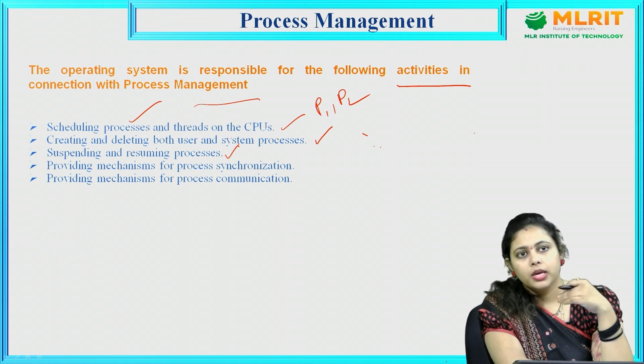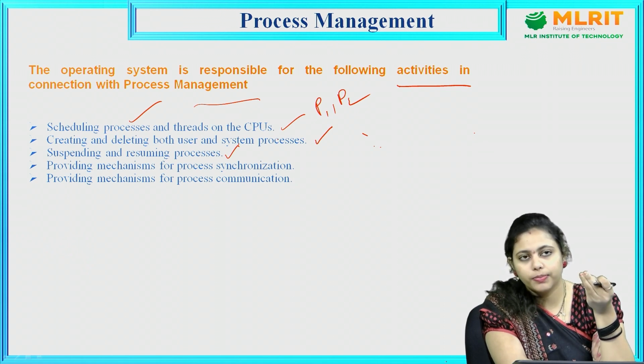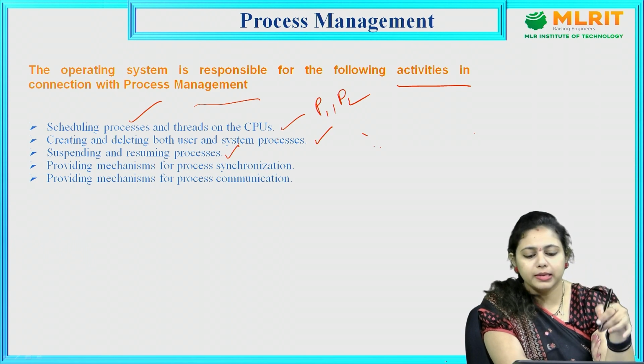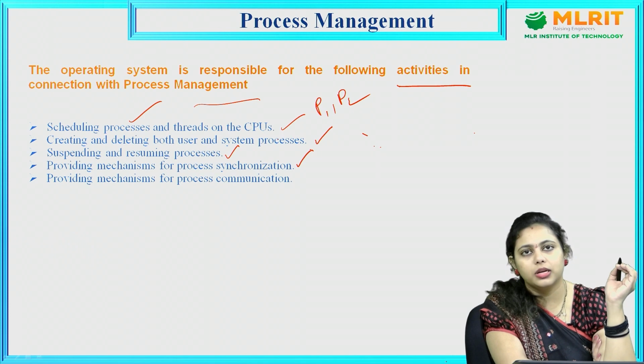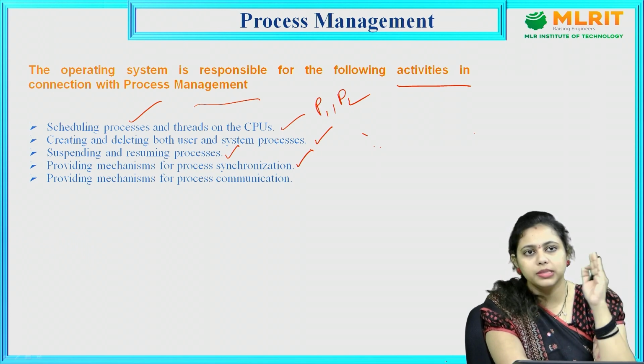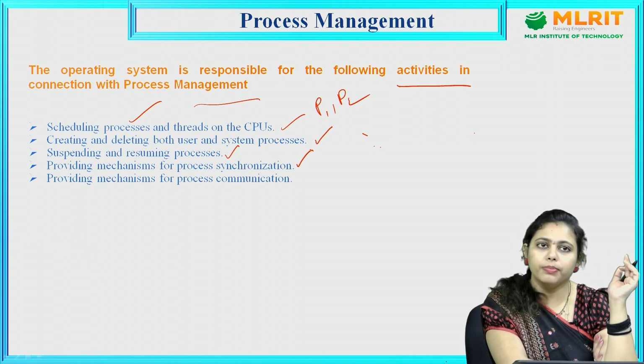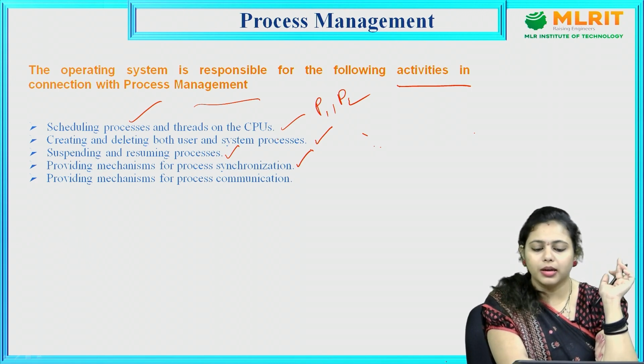In the same way, we can suspend the process. Again, if I want, I can reuse that process also. Next, providing the mechanisms of process synchronization. So all the processes have to be synchronized, one after the other, and should work collectively. Then only the processes are said to be in a synchronized manner.